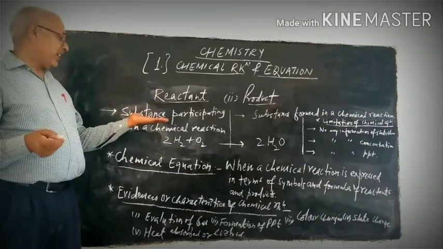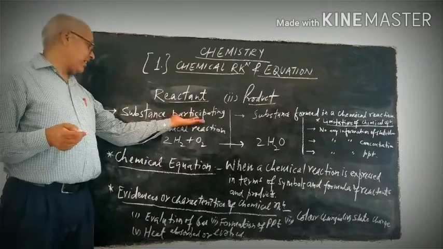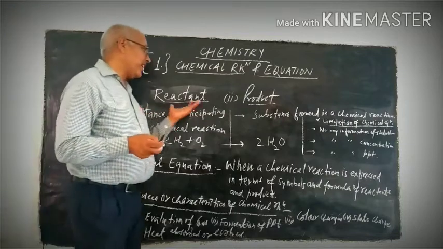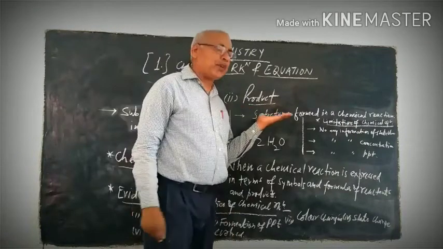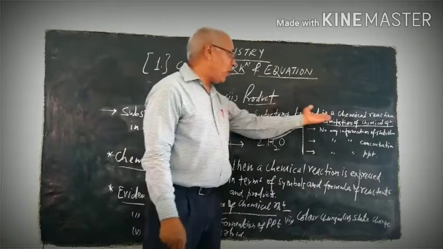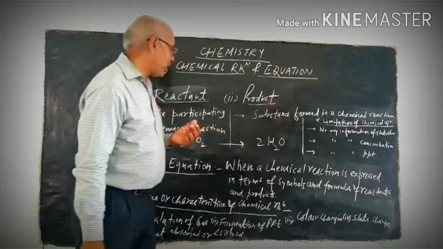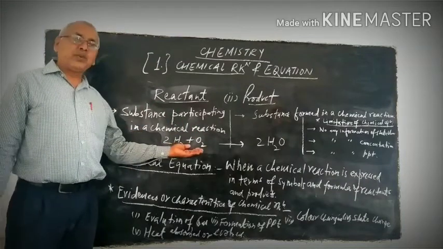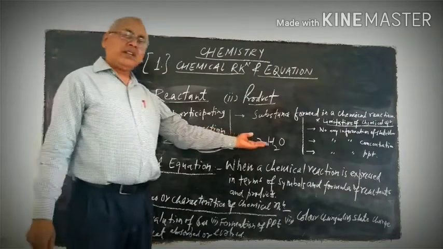The reactant is the substance which participates in a chemical reaction. In the same way, the product side is the substance formed in a chemical reaction. For example, when H2 and O2 react with each other, they form H2O.